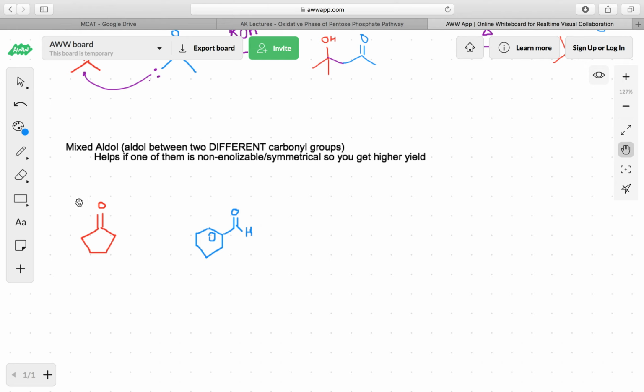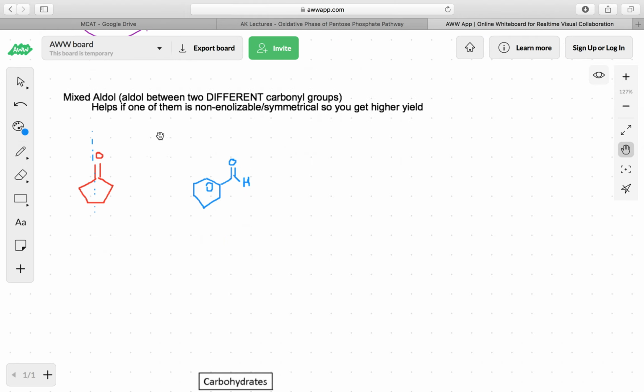Here we have cyclopentanone. Cyclopentanone has an axis of symmetry right down the center. So if I form an enolate on the right side versus the left, it doesn't matter because this compound is meso. So because of that, there's only one product you can form. But if I added like a methyl group here or something, then you're going to get a lot of products and it just gets messy.